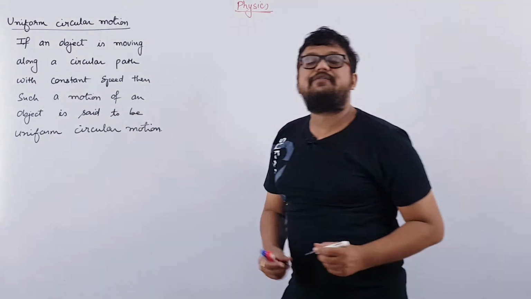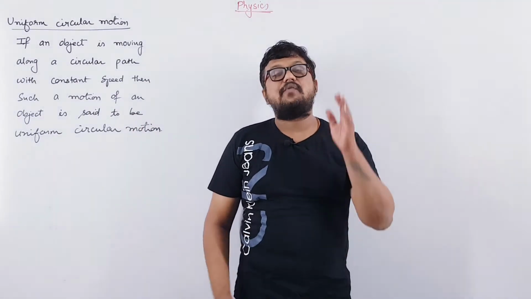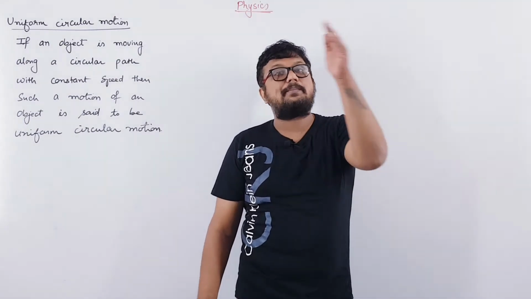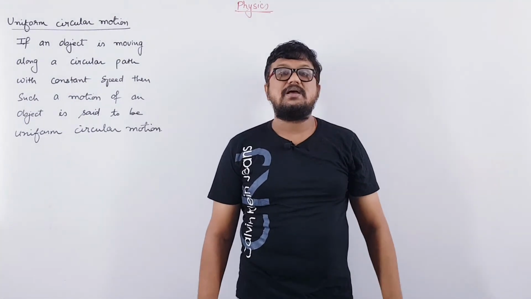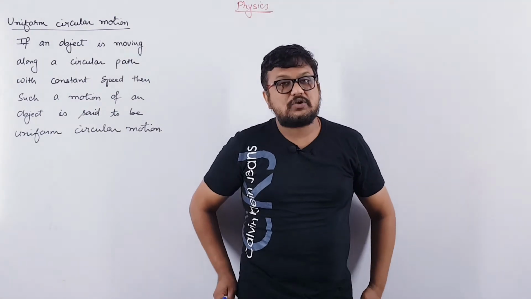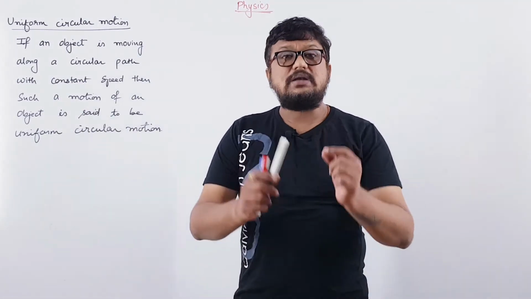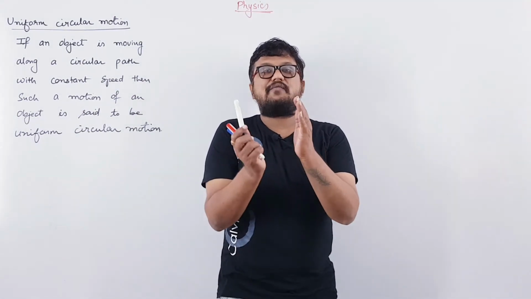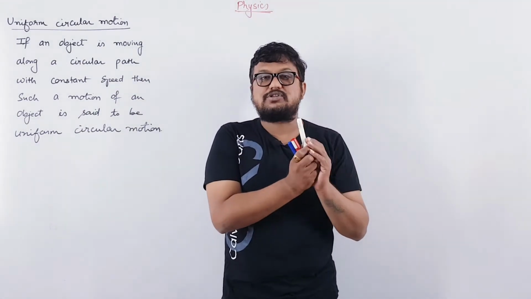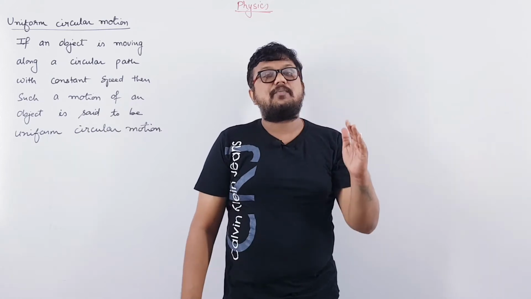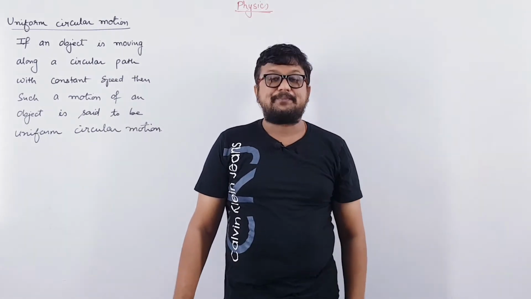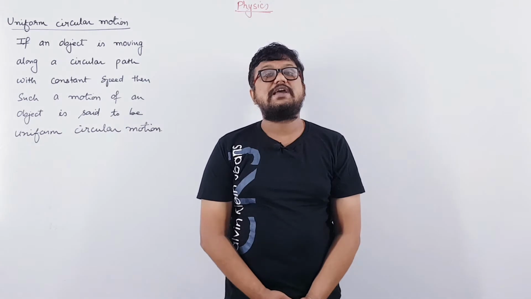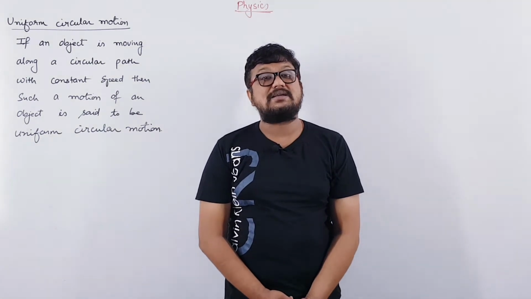Right, so this is the definition for uniform circular motion. If an object is moving along a circular path with constant speed, then such a motion of an object is said to be uniform circular motion. Remember, speed will be constant but velocity will be different. Magnitude of velocity is speed only, right? That is constant, but at each and every point its velocity will be different, and the direction of velocity can be obtained by drawing a tangent at a given point.